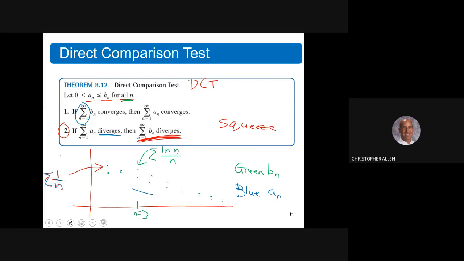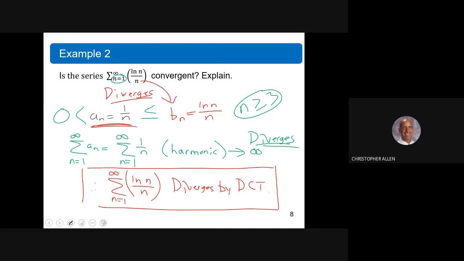Let me do it in blue. If this blue series, which by the way, down here on this side, notice the blue is below the green, if that blue series is going off to infinity, then the green series, which is above it, also is blowing off to infinity. Anyway, so there's the word. Okay, comments or questions on that one?